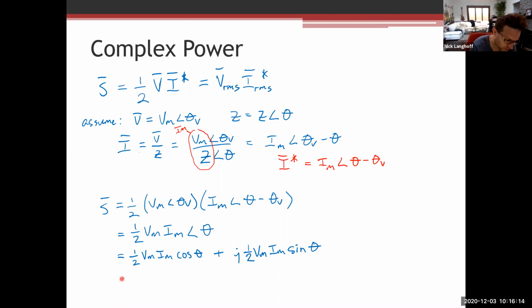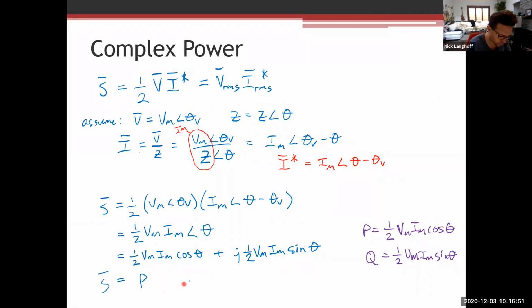And what we see then is that here's 1/2 Vmax Imax times the cosine of theta. We actually already know that, we've written that out before. P, the average or real power, is 1/2 Vmax times Imax times the cosine of theta, and we've already defined Q in the earlier slides as 1/2 Vmax Imax times the sine of theta. And so we see that S is equal to P plus jQ.